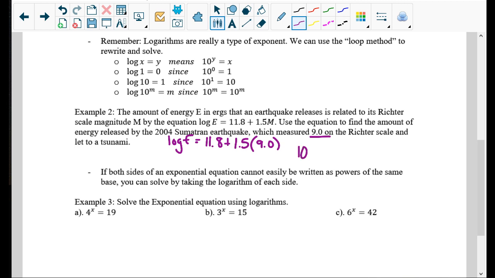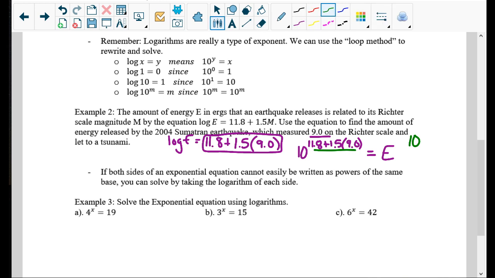Exponent is here. There's my exponent. So I'm just going to rewrite the whole thing so you can see where it went: 10 to the 11.8 plus 1.5 times 9.0 equals E. We can simplify that down. All of this is 25.3, so we're looking at 10 to the 25th. I'm sorry, no, 10 to the 25th.